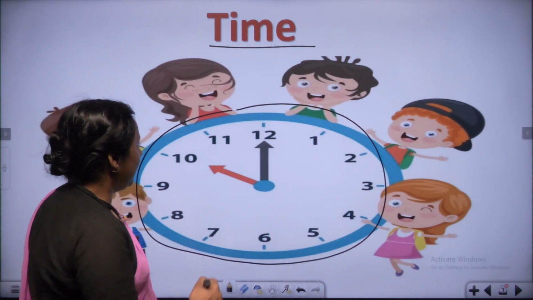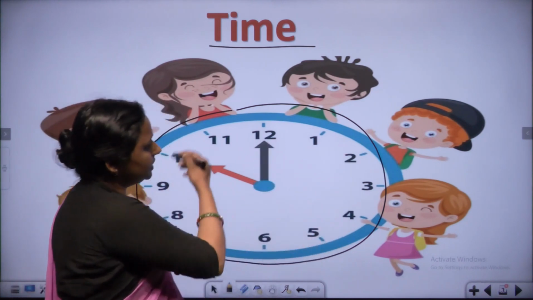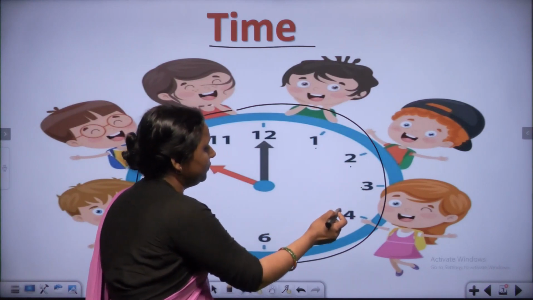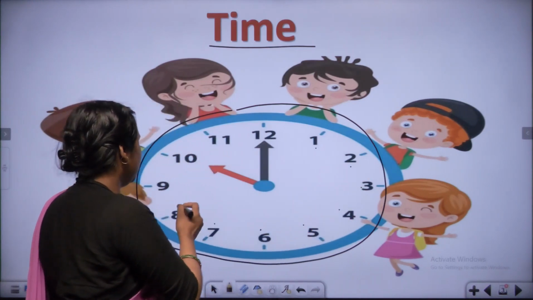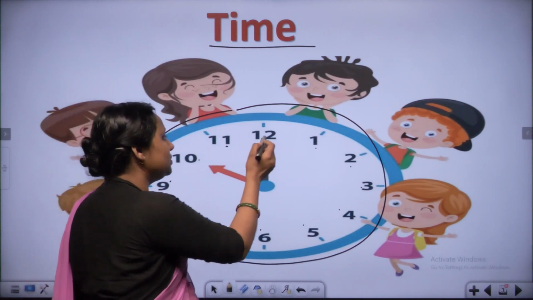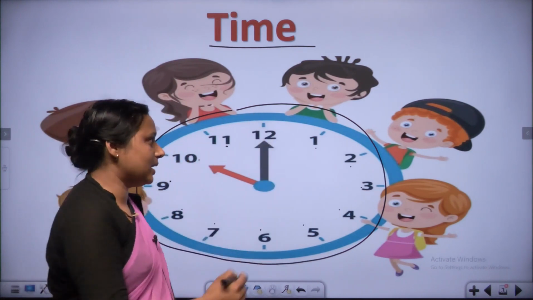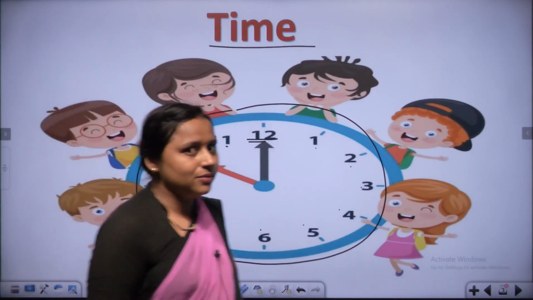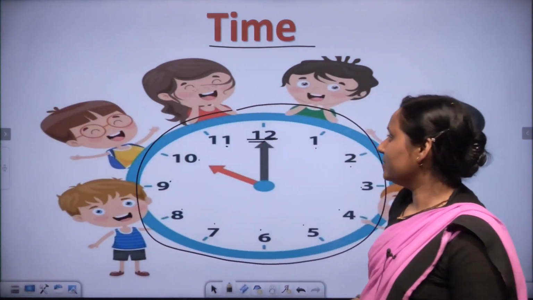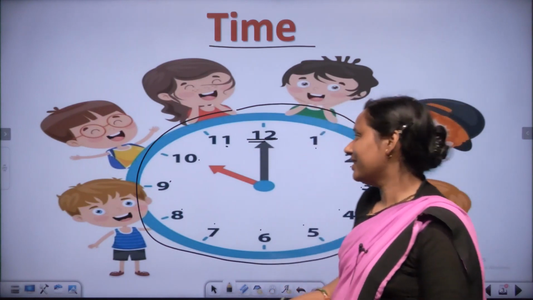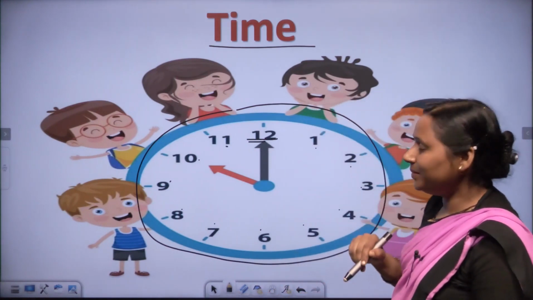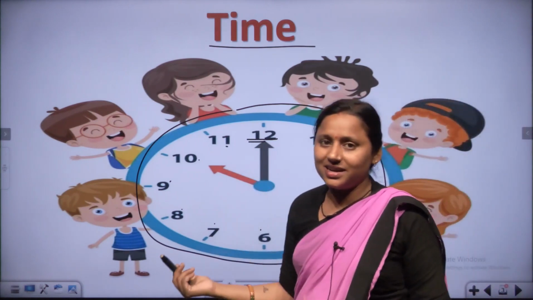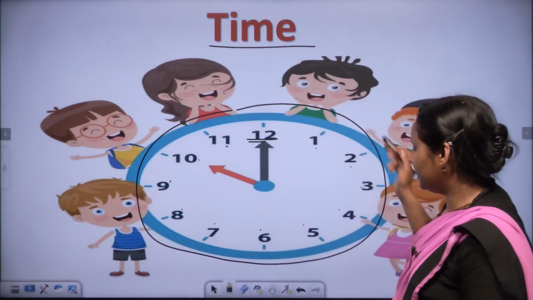Okay, and how many numbers are written here? Yes. 1, 2, 3, 4, 5, 6, 7, 8, 9, 10, 11, 12. Yes, 12 numbers. Can you tell me the time? No, because you don't know how to read the time. Okay. This is a clock.